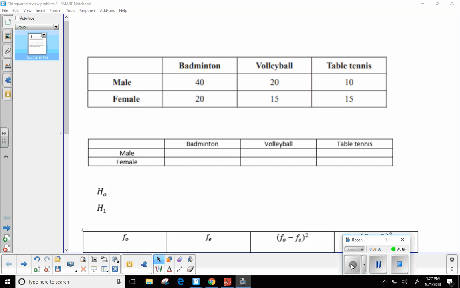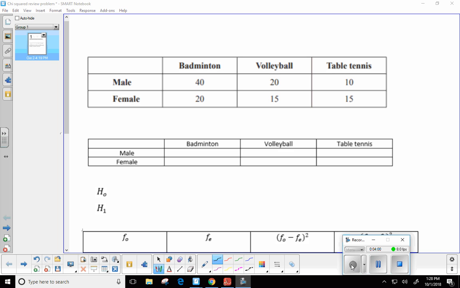Okay. Good. Well, let's go ahead and run through this one real fast. It looks like we're comparing gender, male and female, to 3 types of sports: badminton, volleyball, and table tennis. So what we want to do first is get our totals. No, this is just something I put together real quick before the bell rang, just as an example. So there are no copies of this. You can just follow along.